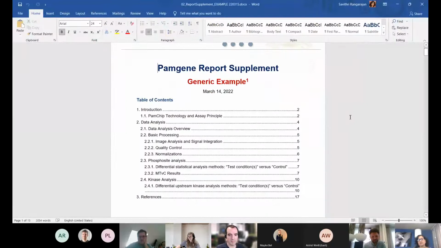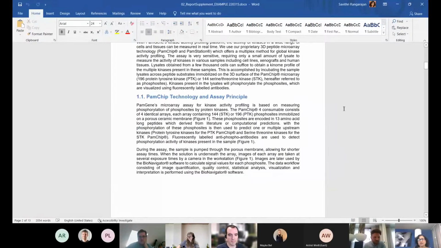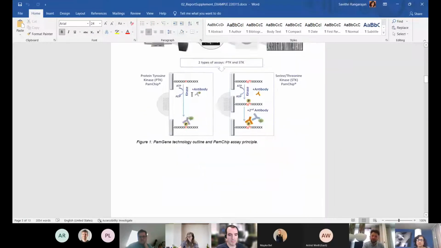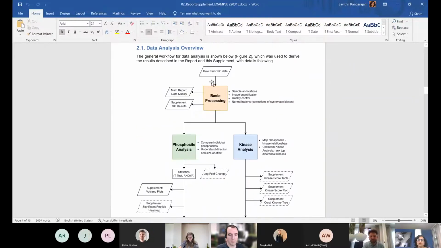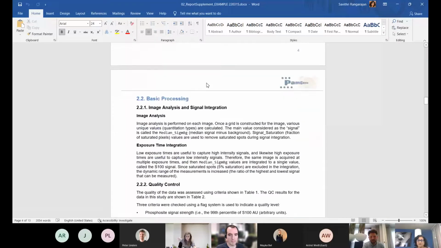So that gives you a feeling of what we're working towards. The supplement, and this is another generic, the same example. We have an introduction about the PamGene technology here, which most of you are aware of, so this is not something I'm going to cover. So this is put here. And then we have the data analysis overview. I'm going to talk about this one in a bit more detail.